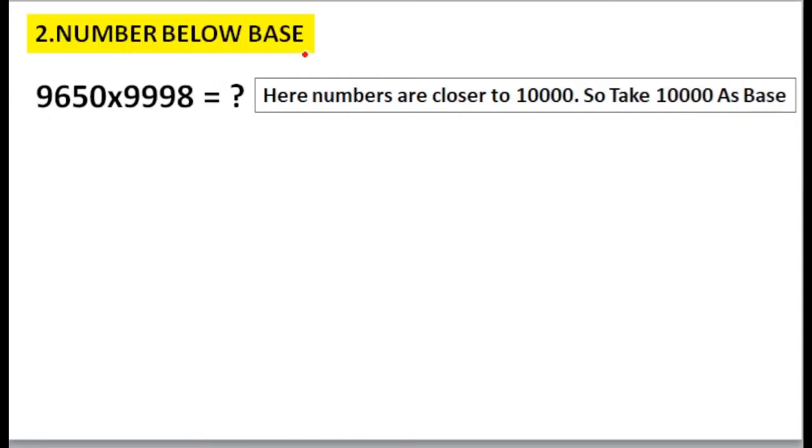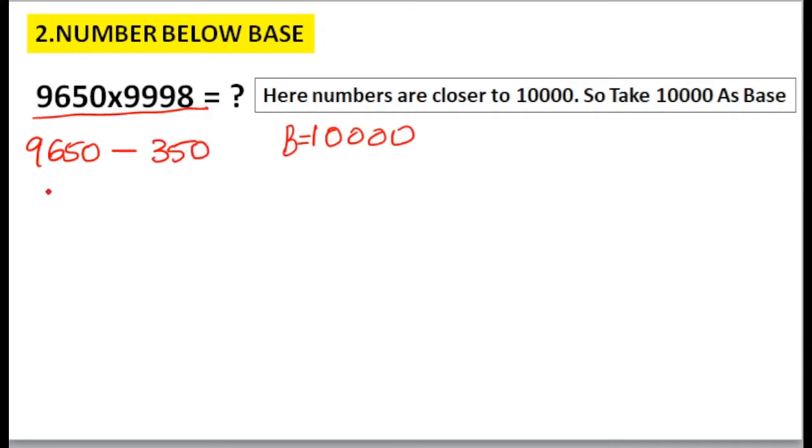So next method is numbers below base. Here both 9650 and 9998 are nearer to 10,000. So our base is 10,000. Now 9650 is 350 less than 10,000 and 9998 is 2 less than 10,000.